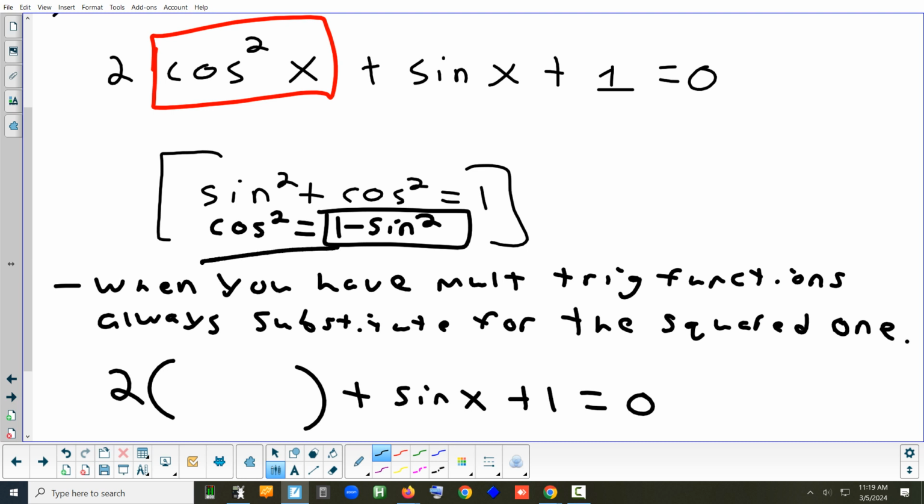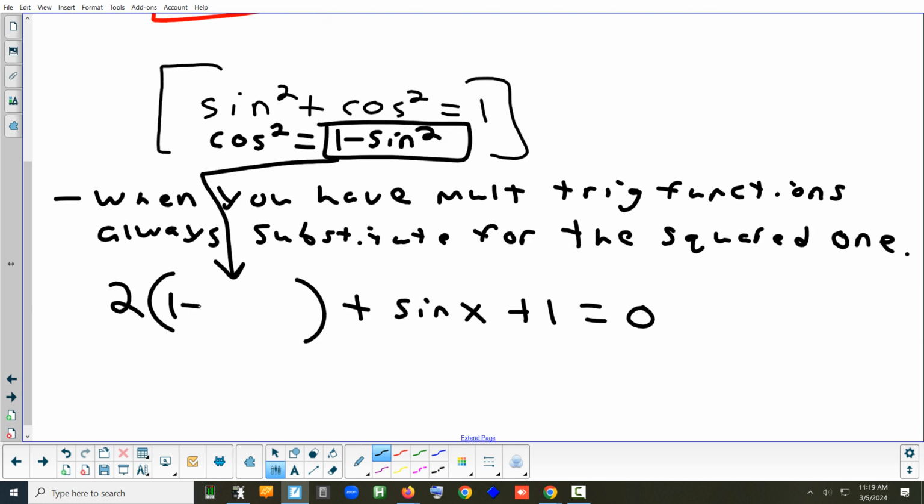Now, that is what's going to get substituted in right there. So instead of writing cosine squared, you're going to substitute in 1 minus sine squared. And it doesn't really matter what letter they use. If they use x, then you just use x for the whole problem. If they use a theta, use theta. Just a variable.